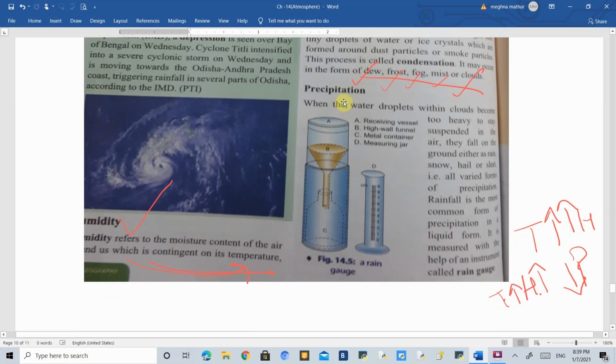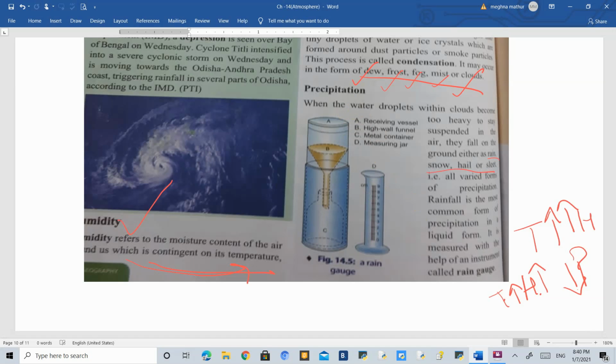Now we have the last thing, that is precipitation. It means that after the formation of clouds, when the cloud is filled with water, it will fall down on the earth in the form of droplets. Sometimes there are other forms also: there is rain, and sometimes there is snow, hail or sleet.